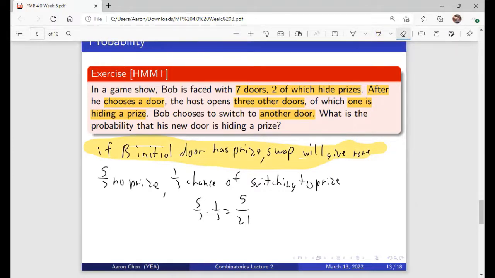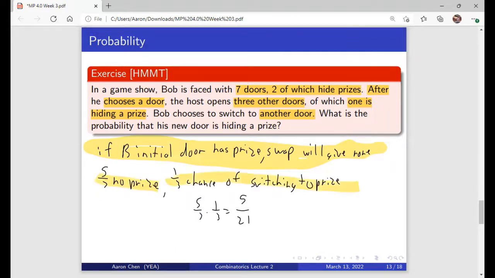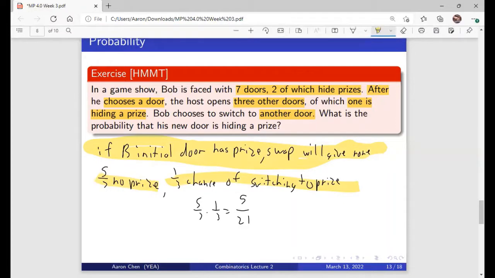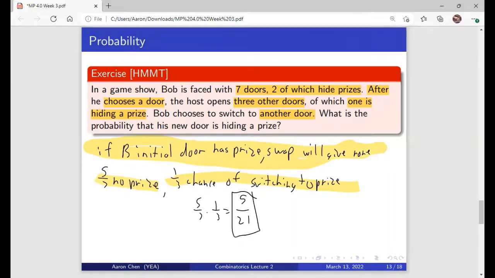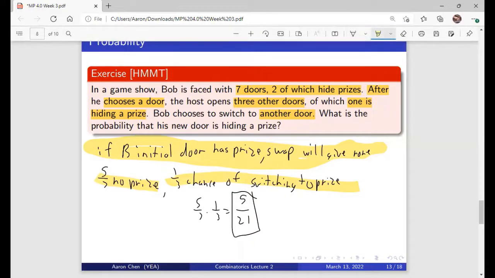Okay. So now there's a 5/7 chance that Bob didn't have a prize initially. And of the three doors, each of them are equally likely to have the prize. So there's a 1/3 chance of a prize. And so that means that the answer here is 5/7 times 1/3, which is 5/21.